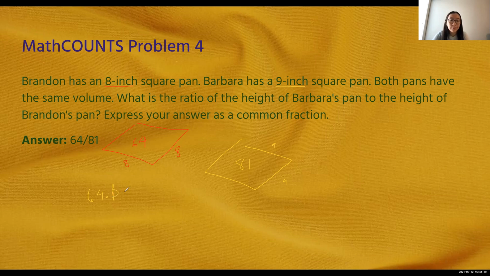And the volumes are equal. So we set those two things equal to each other. 64 times Brandon's height equals 81 times Barbara's height. So then if you want to find the ratio of the heights, you just do 64 divided by 81 as your answer.